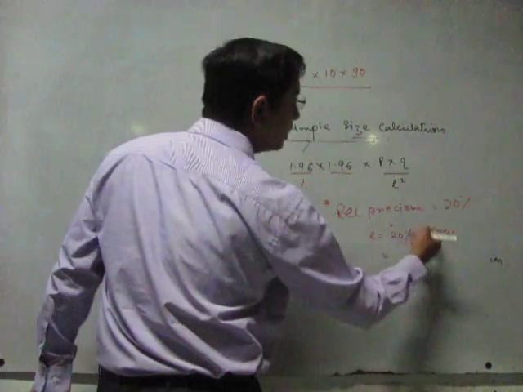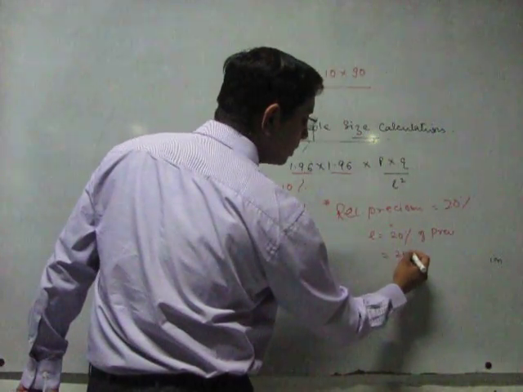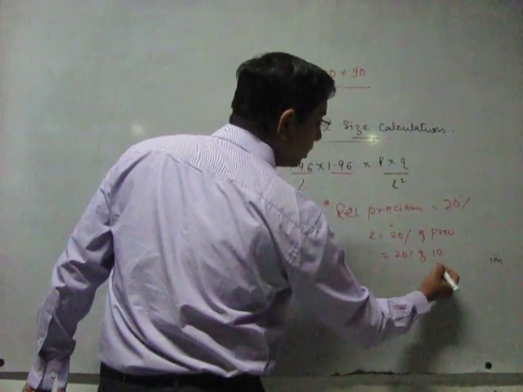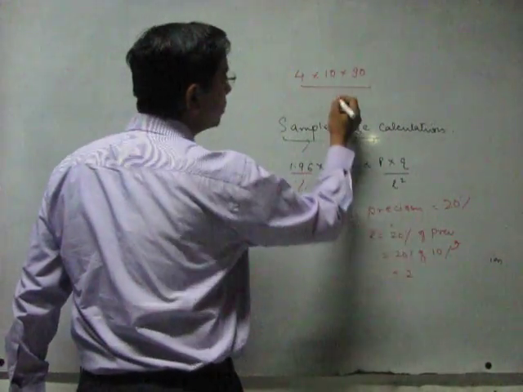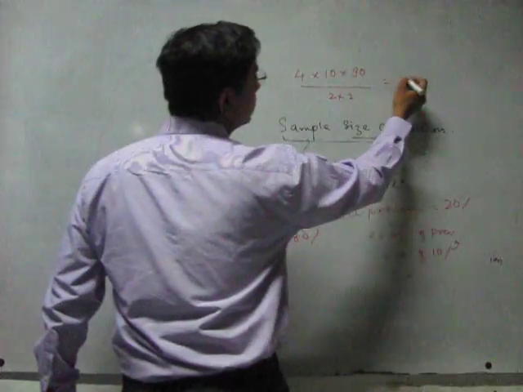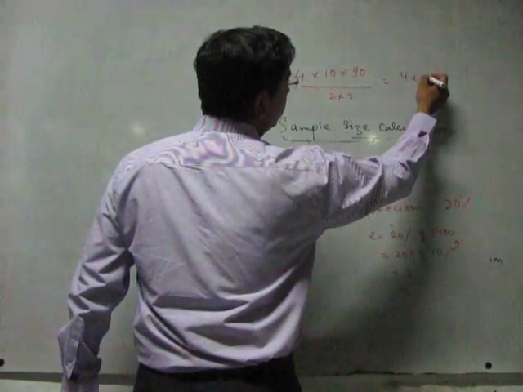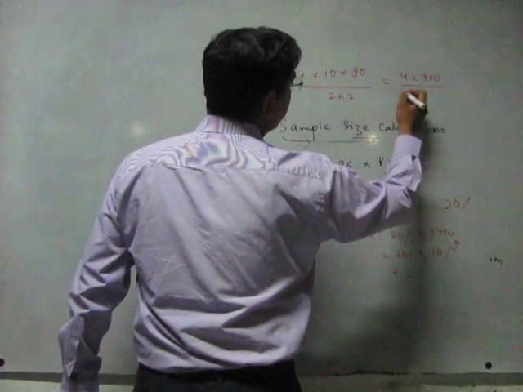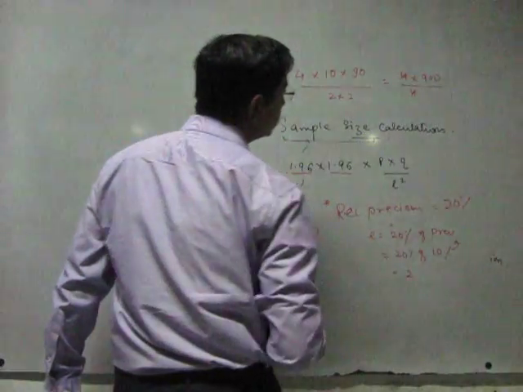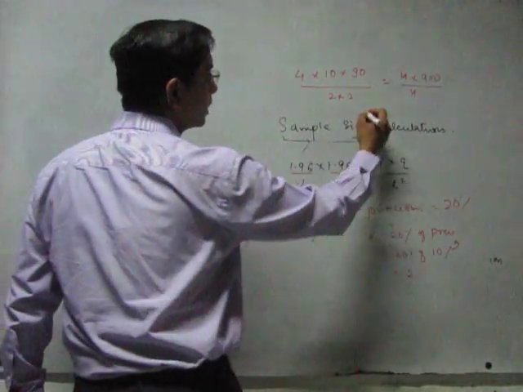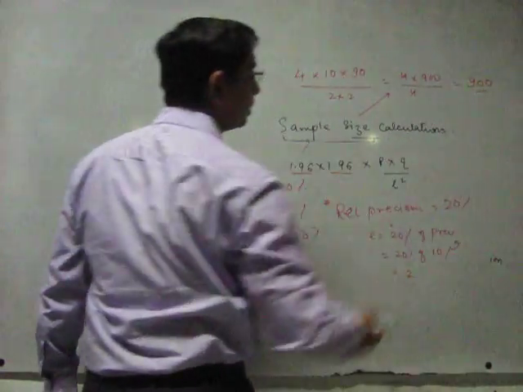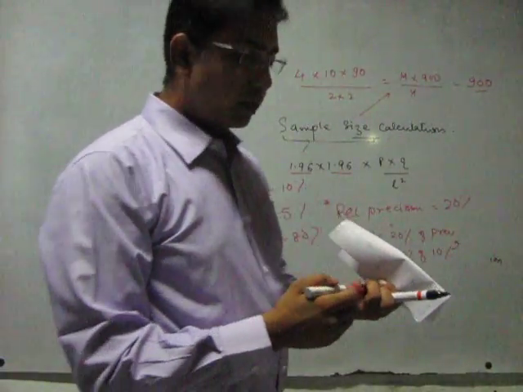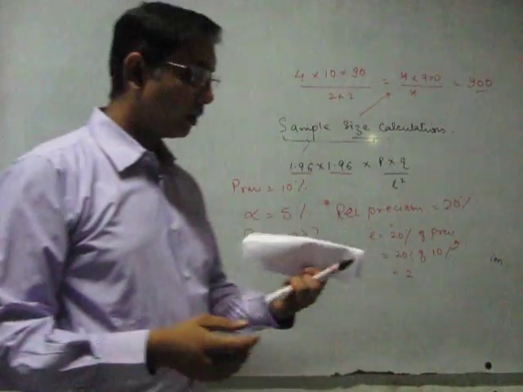So what is the prevalence? Prevalence is 10%, so 20% of 10% prevalence is equal to 2. So L square is 2 into 2. This will be 4 into 900 divided by 4. So the sample size is calculated as 900. That was a simple calculation which was given to you for your AIIMS exam.